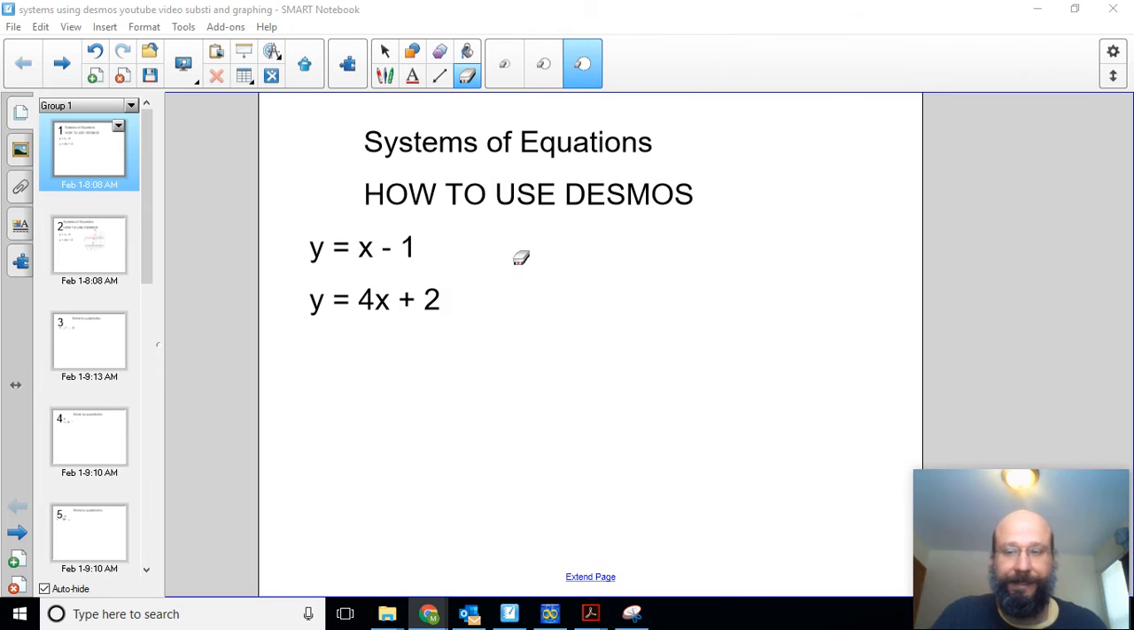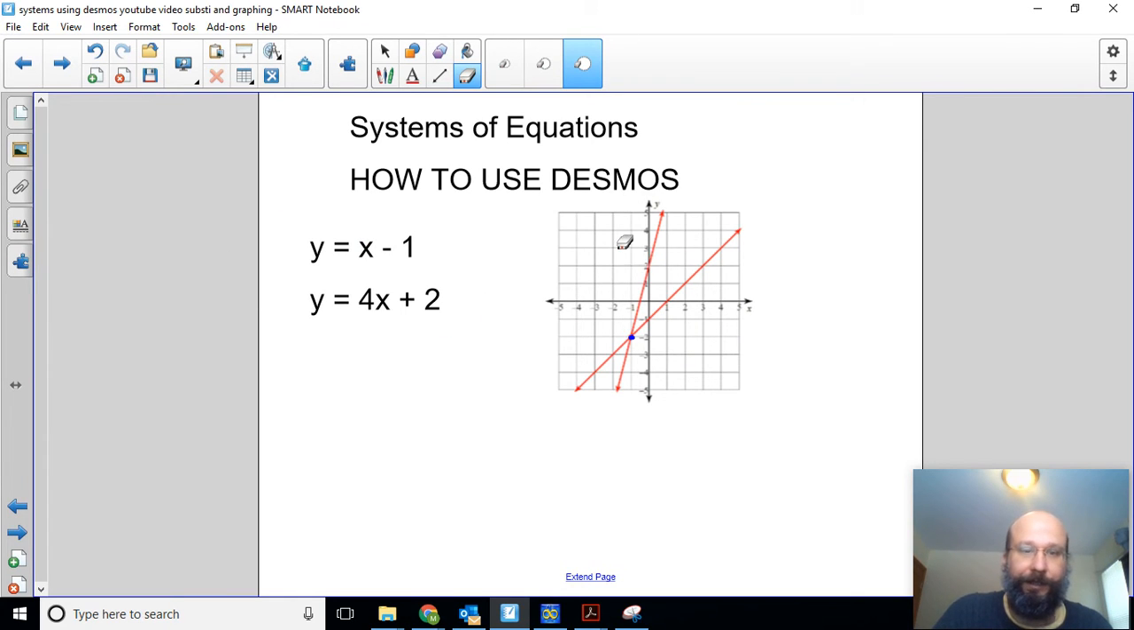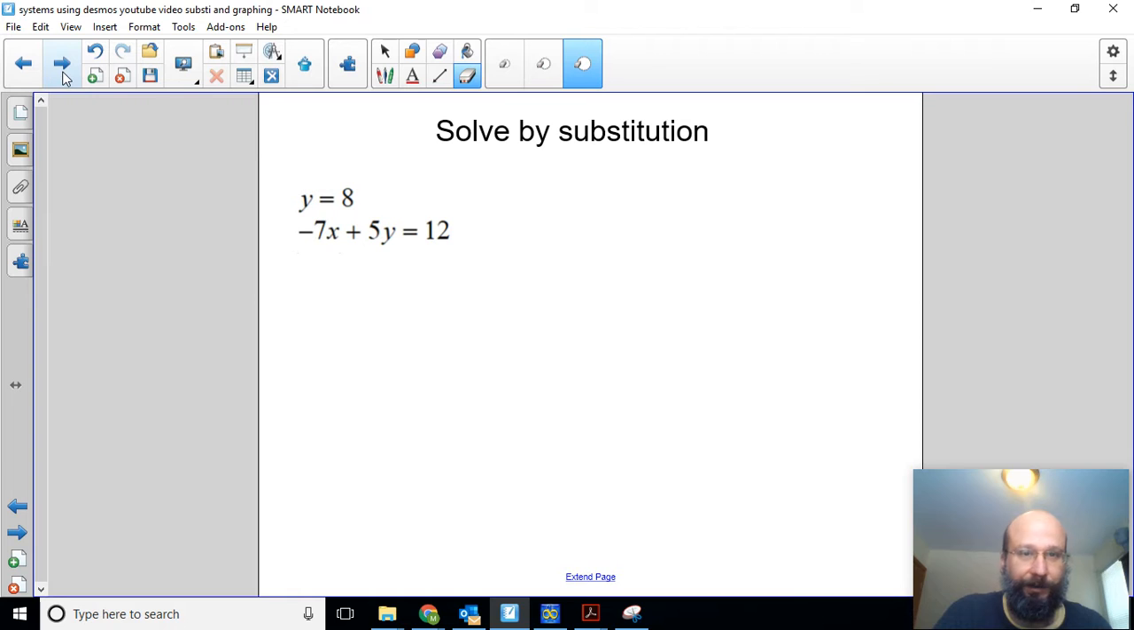So this is the same notes that I used before. So systems of equations, how to use DESMOS. Remember, we're finding systems of equations. We're finding what x and y equals. Here it is on a graph. The point where they cross on the graph is the solution. So instead of substituting, all you have to do is put these two equations into DESMOS.